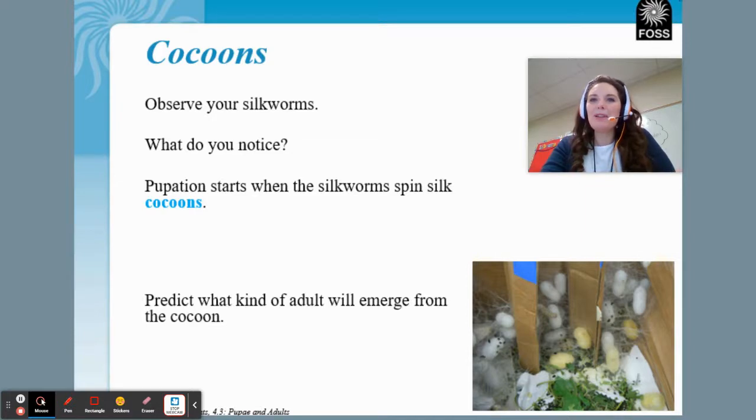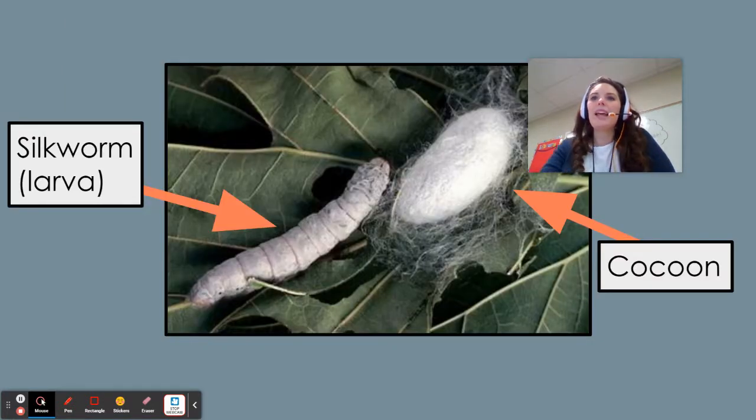We've talked about this a little bit already, but do you remember what kind of adult will emerge from the cocoon? That's right, a moth. Here is a close-up picture of a silkworm cocoon and also a silkworm larva. Noticing how big it is and how the silkworm larva actually spins that cocoon on their own.